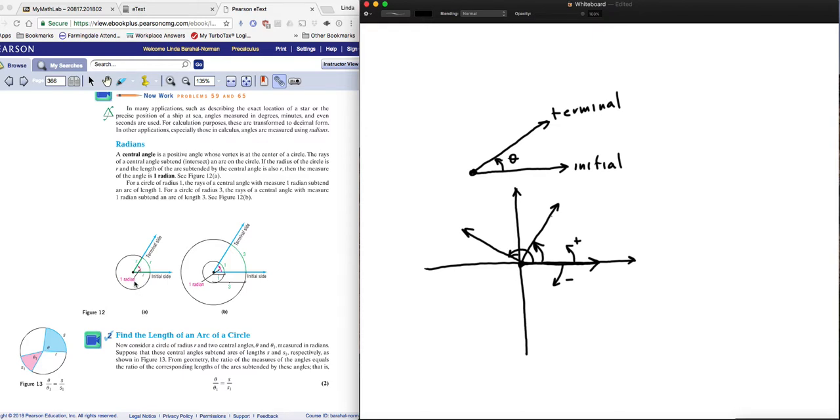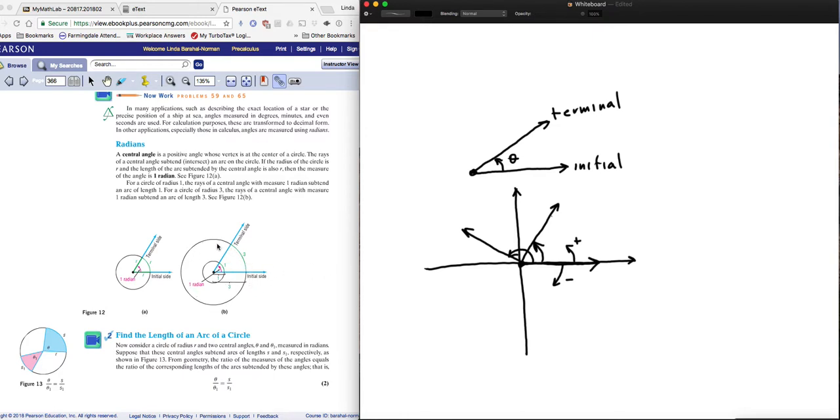Now notice, this is not dependent on the size of the circle, as long as the ratios are the same. I can take a larger circle, right? Here's my smaller circle over here, right? I can take a larger circle, and notice the angle doesn't change. The length of the arc changes, which means the radius changes, but as long as the radius and the length of the arc are the same, the arc sweeps out 1 radian.